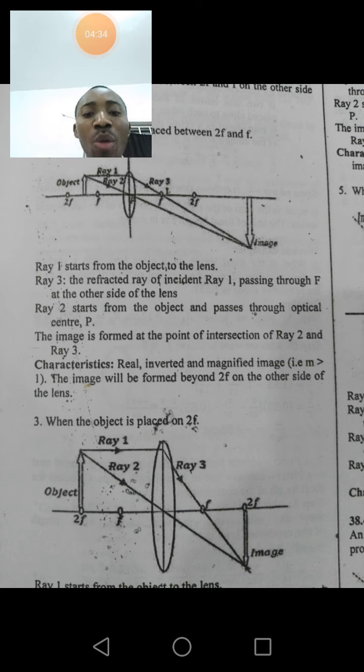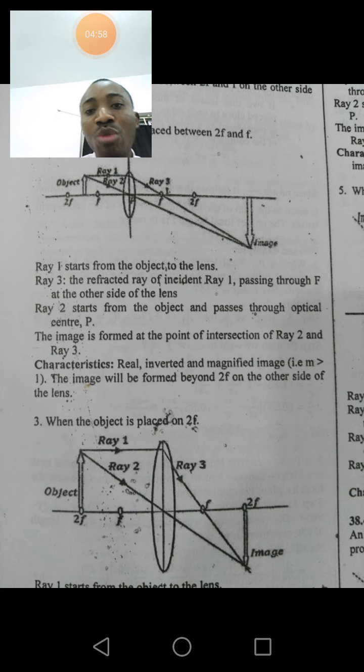So when the object is placed at 2F, the image will definitely be at 2F. It is a real image. At least you can see it on the screen. It is inverted. It is the same size as the object. That's our case 2. So we are moving from beyond 2F to 2F.